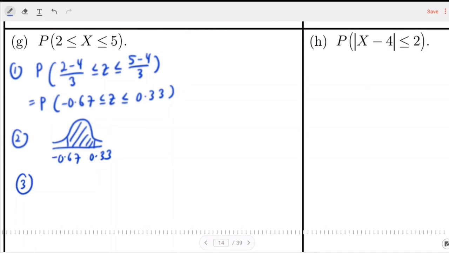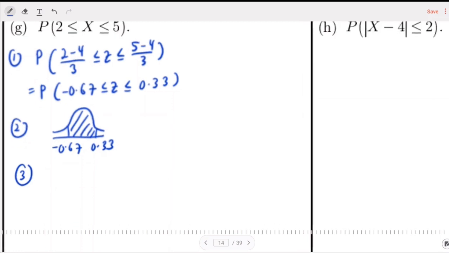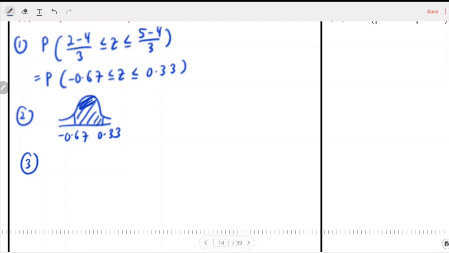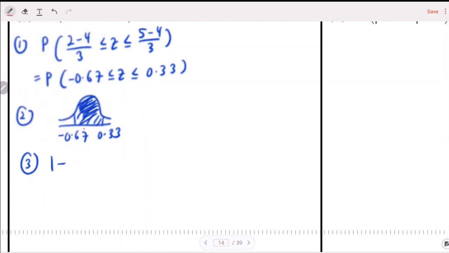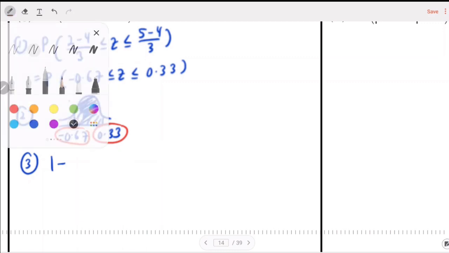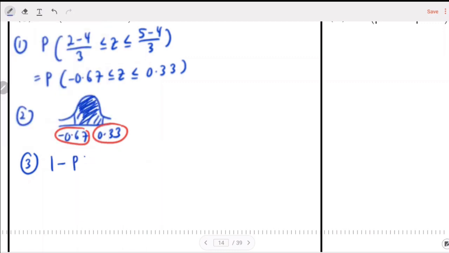G, probability from 2 to 5. As usual, standardize, sketch the bell shape, and then the third step, identify whether we need to put 1 minus or not. So here, since we shaded fully the middle part of our bell shape, we need to put 1 minus, and then minus both the values here. So it should be minus probability Z greater than 0.33 and also minus probability Z greater than 0.67.